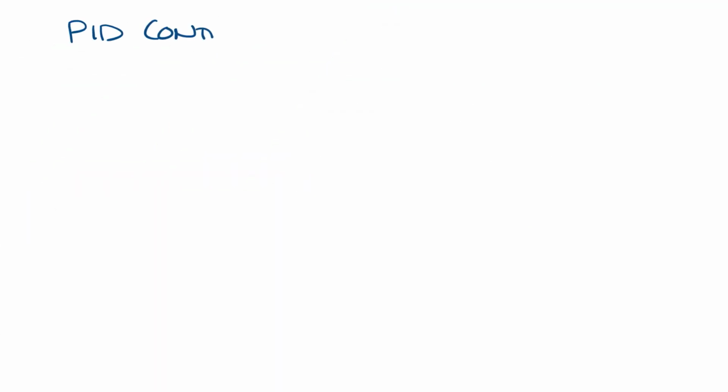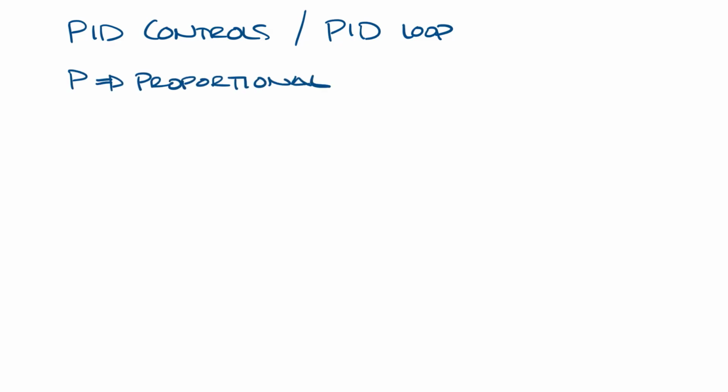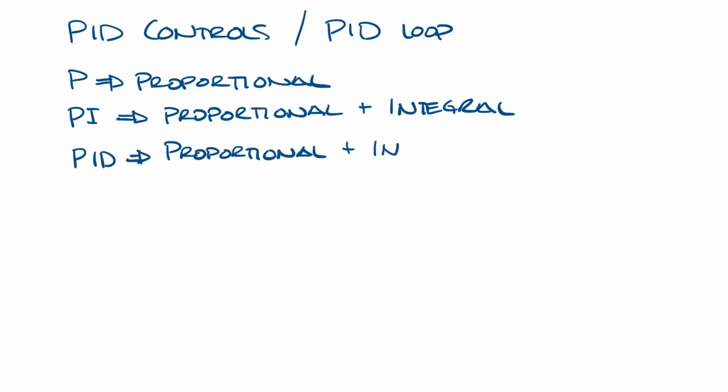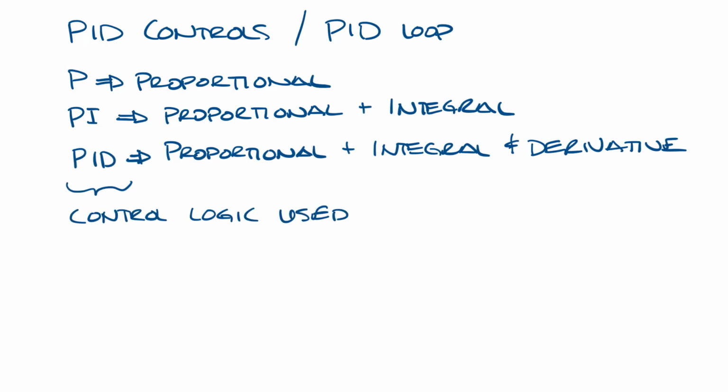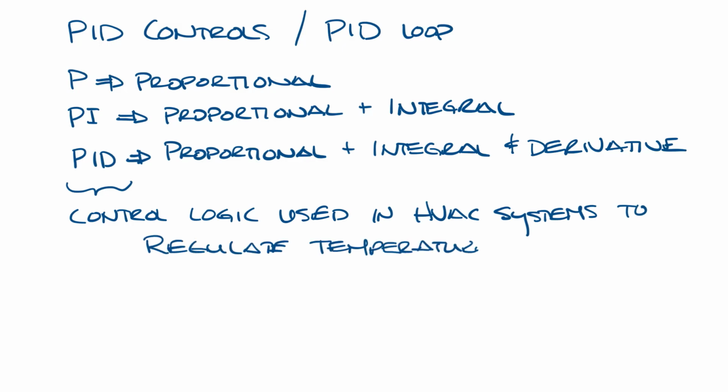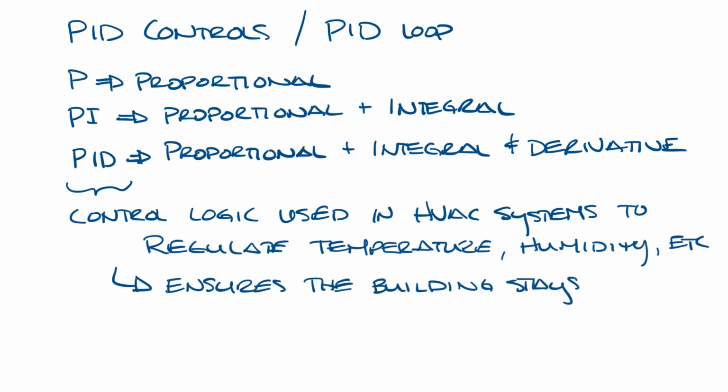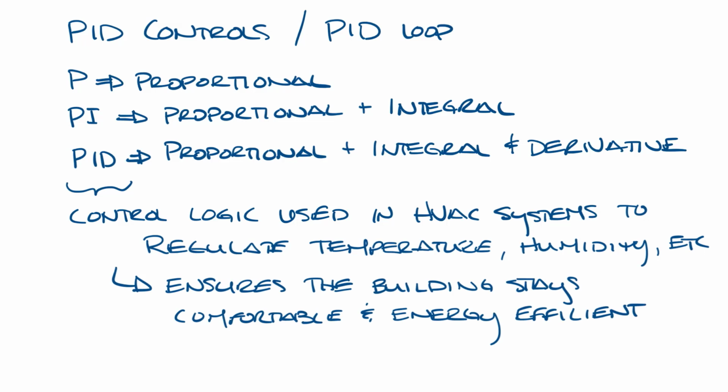You will see in specifications that controls are using PID or maybe a PID loop. So what is PID? Well, PID stands for proportional, integral, and derivative. So P is proportional control, PI stands for proportional plus integral control, and PID stands for proportional plus integral and derivative control. It's a type of control logic used in HVAC systems and many other types of systems to regulate temperature, humidity, ventilation rates, etc. within a building. PID control helps ensure that the environment stays comfortable and is energy efficient.